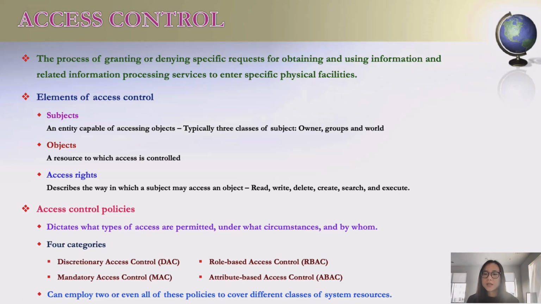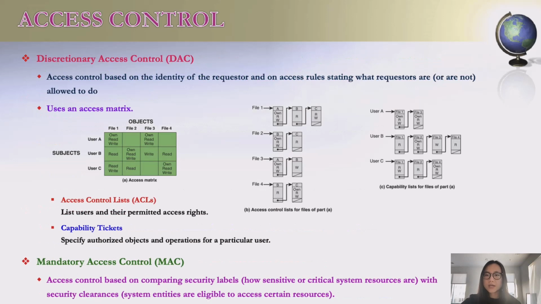An access control policy dictates what kind of access is permitted, under what circumstances, and by whom. Access control policies are generally grouped into three categories, including discretionary access control, mandatory access control, and role-based access control. Discretionary access control is an access control that is based on the identity of the requester.